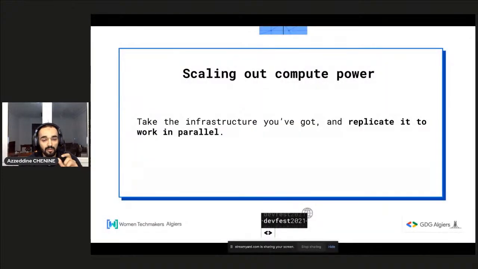So let's talk about another concept related to distributed machine learning, which is scaling out your compute power. Instead of scaling up your compute power, which means taking your infrastructure and changing it, you take it as it is and duplicate and replicate it so it can work in parallel and handle all the load you are getting.